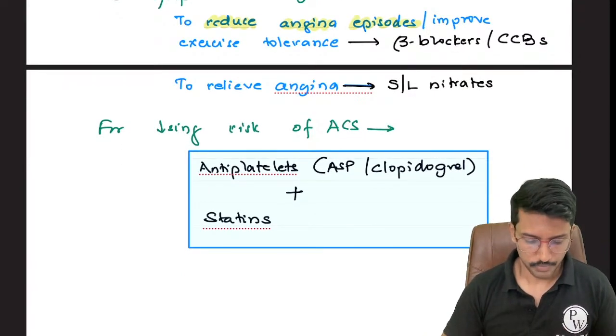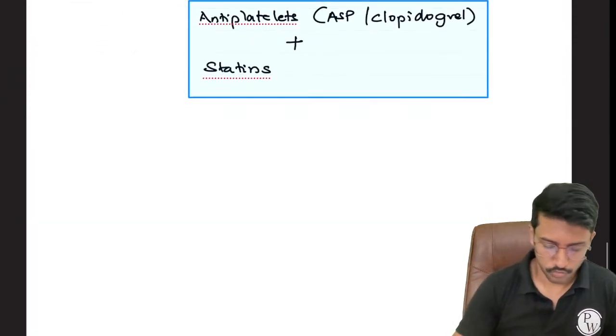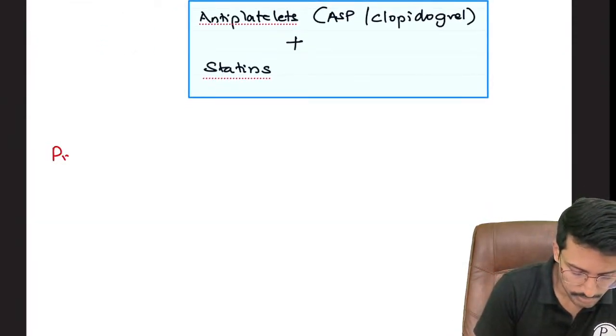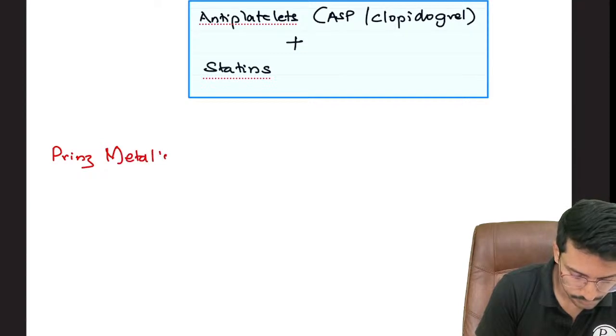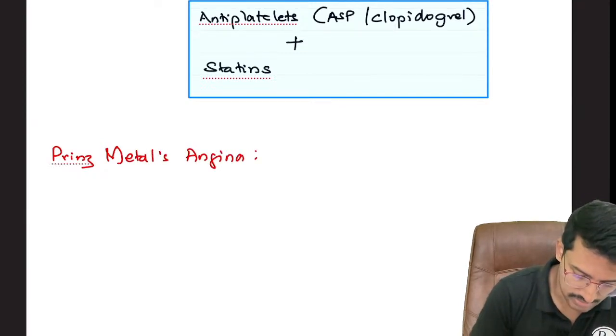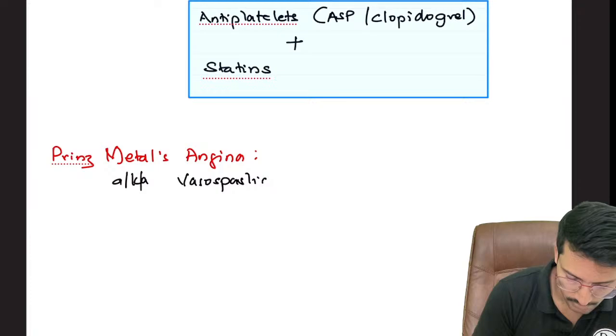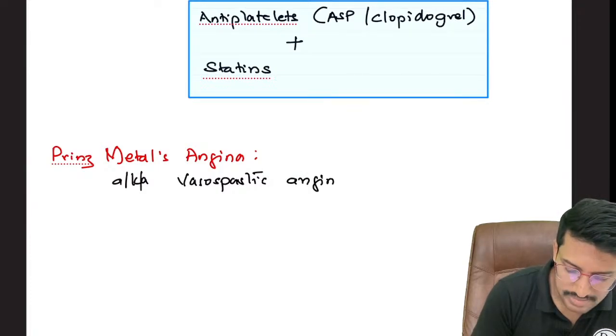Okay, so one more thing that we will address today before we sign off is something called Prinzmetal's angina, which is also called vasospastic angina. So what is this?